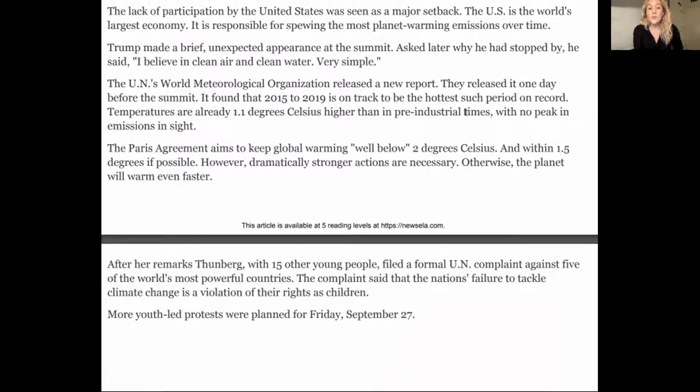After her remarks, Thunberg, with 15 other young people, filed a formal UN complaint against 5 of the world's most powerful countries. The complaint said that the nations' failure to tackle climate change is a violation of their rights as children. More youth-led protests were planned for Friday, September 27th. I'm going to pause there. I'm going to turn us back to our tools.